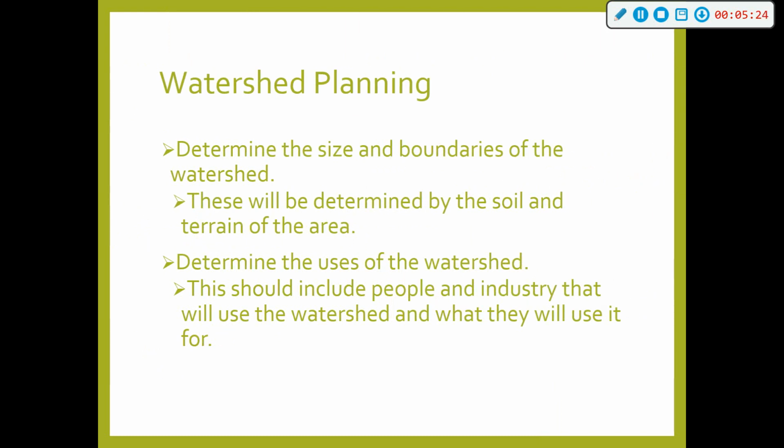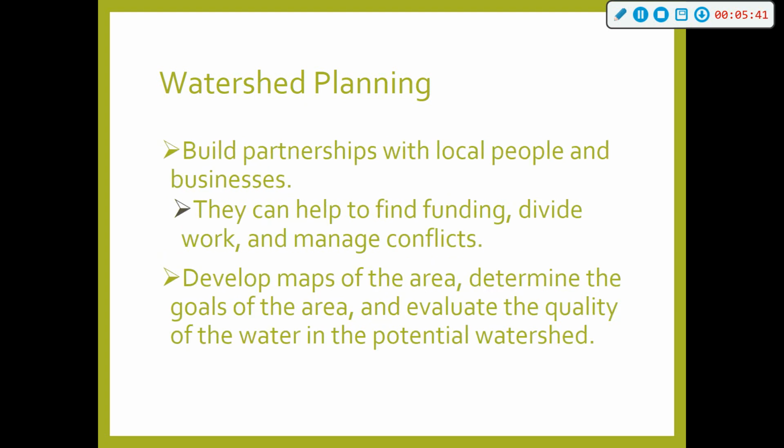Determine the size and boundaries of the watershed. These will be determined by the soil and terrain of the area. So determine the uses of the watershed. This should include people and industry that will use the watershed and what they will use it for. So building partnerships with local people and businesses that can help find funding and divide work and manage conflicts. So it also helps develop maps of the area, determine the goals of the area, and evaluate the quality of water in the potential watershed.